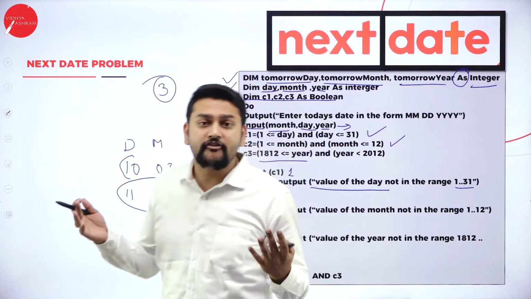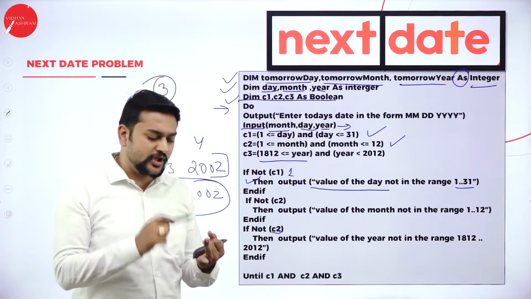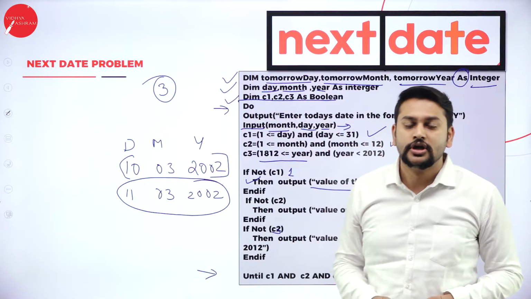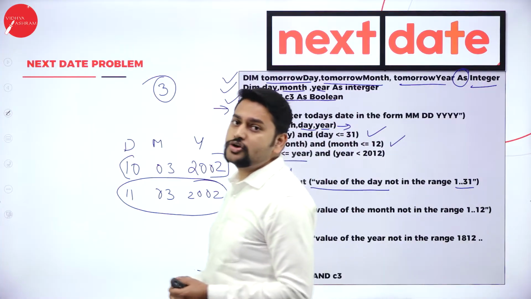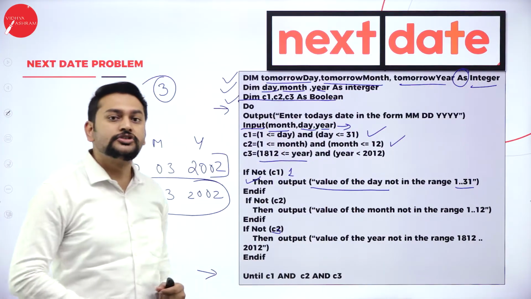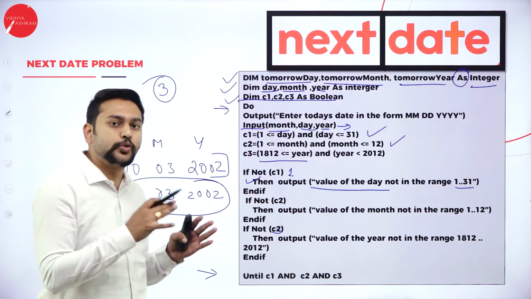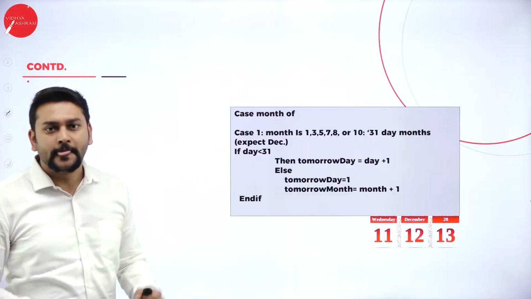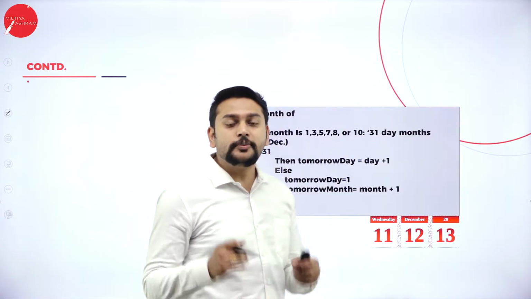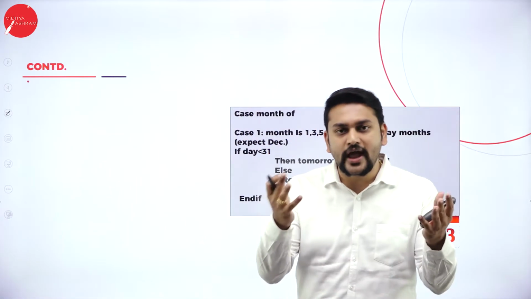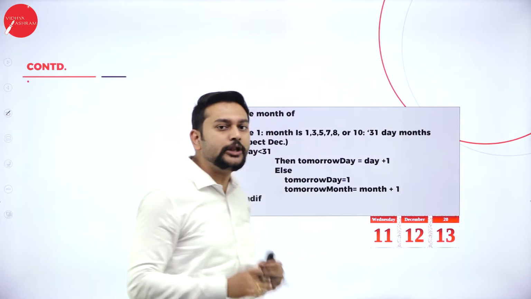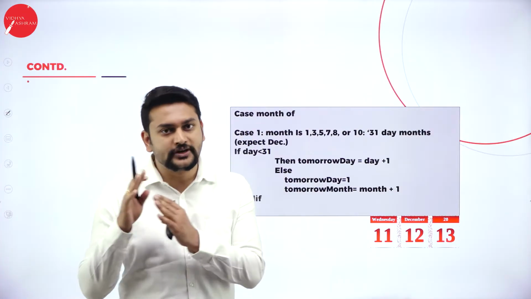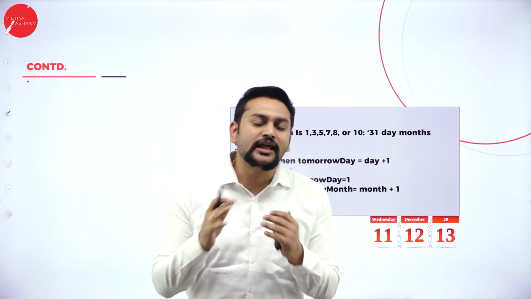We have entered the day and it's in the range, the month and it's in the range, and the year and again it's in the range. Let's check what is going to happen for my dates. Look how this program is moving forward. I will be using the concept of switch case. Please observe, I have divided my program into 4 different cases.